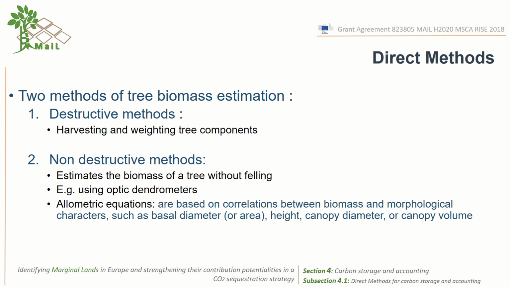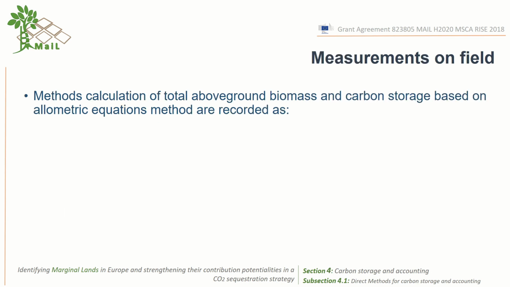Within the non-destructive methods, a common way to estimate the tree biomass and its components is by applying allometric equations based on correlations between biomass and morphological characters such as basal diameter, height, canopy diameter, or canopy volume. The development and use of allometric equations is the standard methodology for the estimation of tree, plot, and regional above-ground biomass.